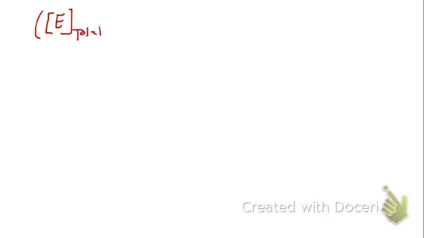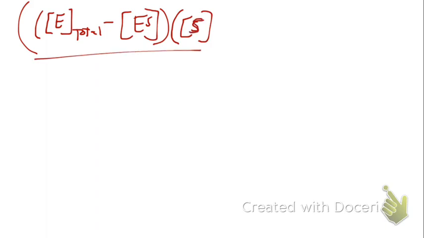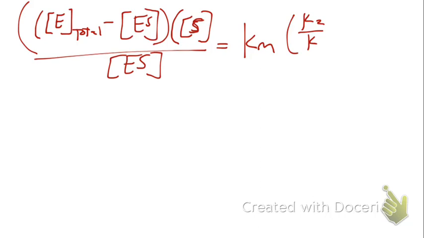E total minus ES, multiply those. We still have the concentration of substrate. And that is going to equal Km. Remember, we had K2 divided by K1. When we have that, K2 divided by K1, that is equal to Km. So now we're going to switch Km and ES. We can multiply by ES on both sides and then divide by Km. But really what we're doing is just switching them.